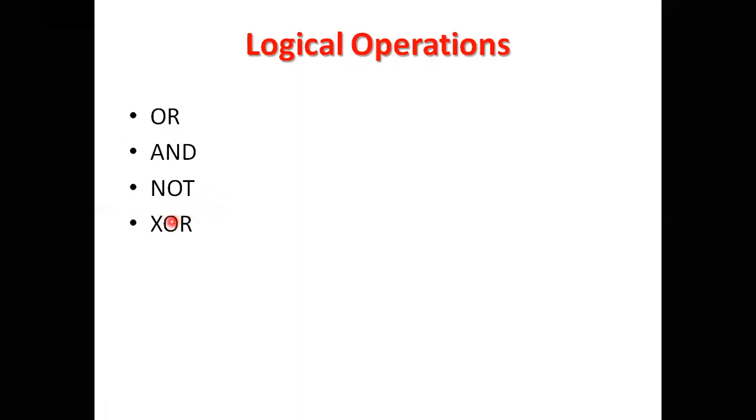Next, exclusive OR. In this exclusive OR operation, for A XOR B, the inputs are 0 0, 0 1, 1 0 and 1 1. The outputs become 0, 1, 1, 0. That means if both the inputs are equal, then the output is low. If both the inputs are unequal, the output is high.